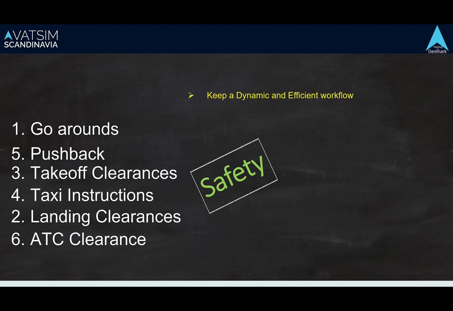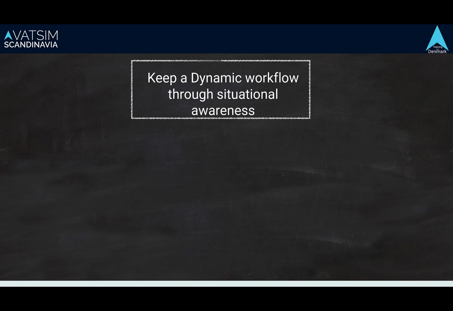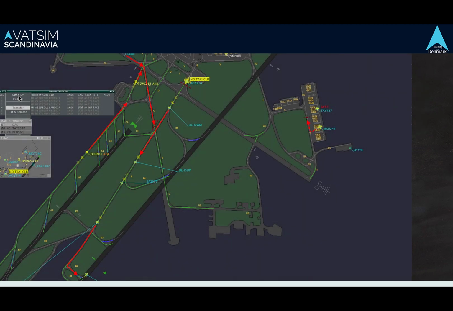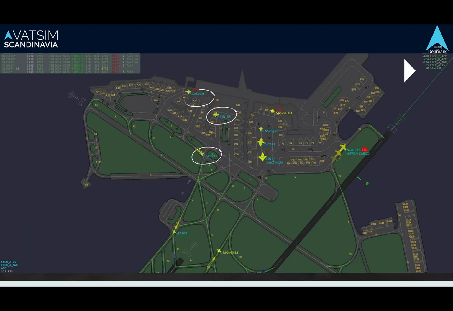Keeping a dynamic and steady workflow through situational awareness. So what is that? Well, situational awareness is everything when you control. It's about being ahead of the moment. It's about knowing exactly what goes on around you. When you have 7 airplanes active on your scope, it's about knowing who they are, the call signs, knowing that if someone calls for taxi, you know where other taxiing airplanes are going so that you can clear him in order not to create any conflicts, these kinds of things.